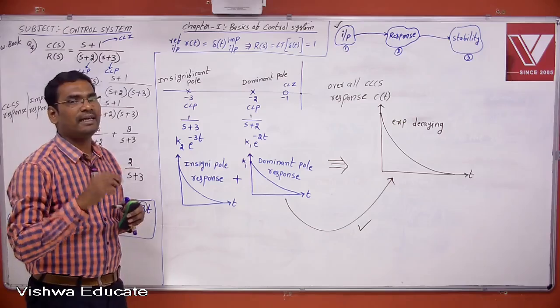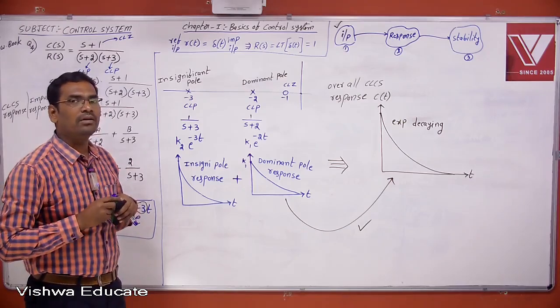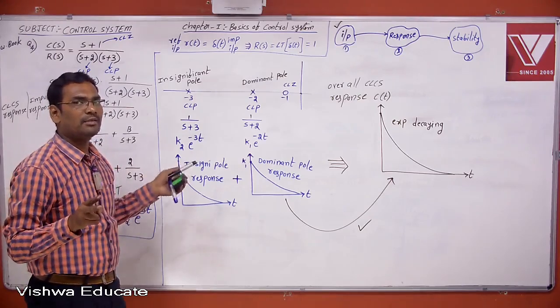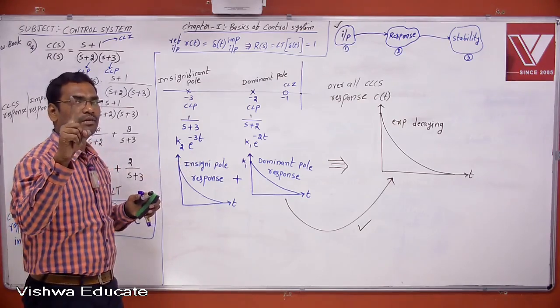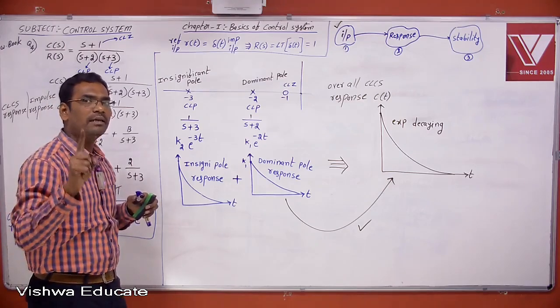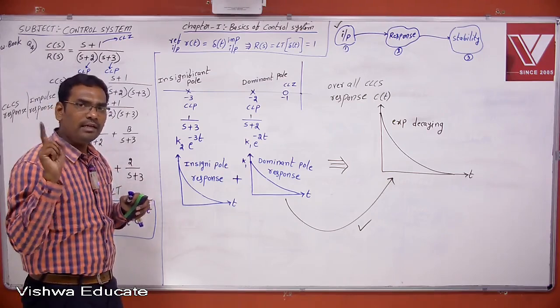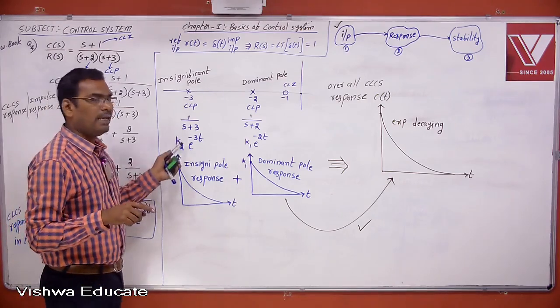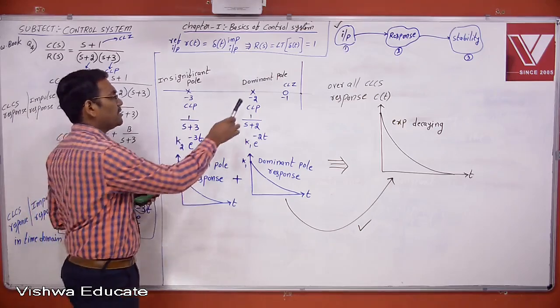Previously, for finding the time constant, there is a problem, and you take one note also that in this problem we have two time constants, but a control system will have only one time constant. If you want to take only one time constant, we need only one pole. Then you tell me which pole we have to consider: the insignificant pole, or the dominant pole?